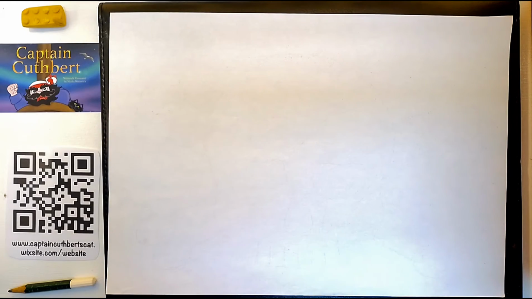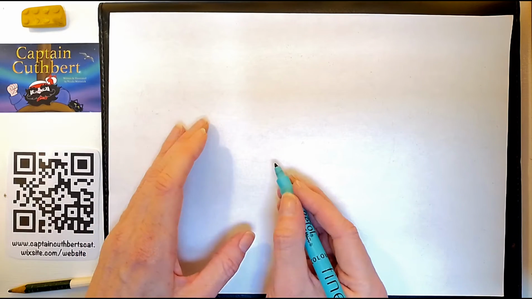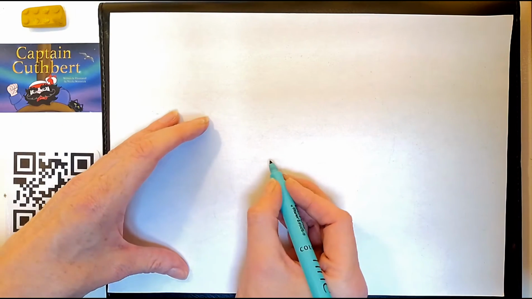Hello, I'm Nicola. Today we're going to draw a skull and then we can change it into a skull and crossbones depending on what you want. So what I'm going to do first is I'm going to draw the skull. Now I'm going to do it really slowly, step by step, so you can follow. And if I go too fast, pause the video.